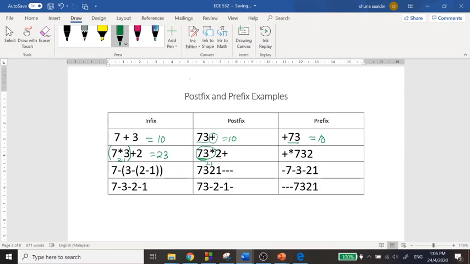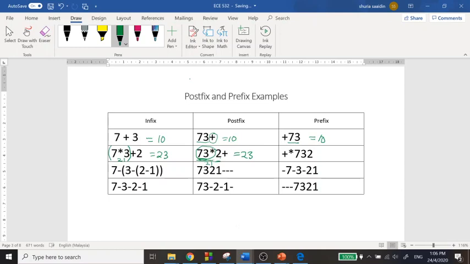So 21, 2, and then we have the plus sign. So the previous 2 operands are this one: 2, this one is 1 operand, and 7 3 multiplication is the second operand, which we got the result 21. So 21 plus 2 equal to 23.